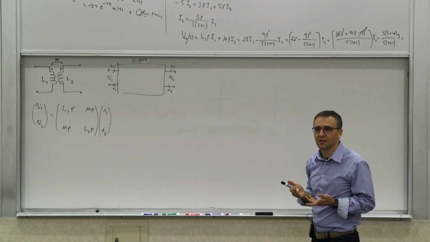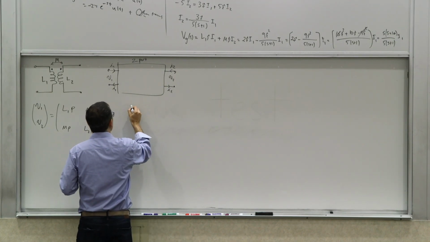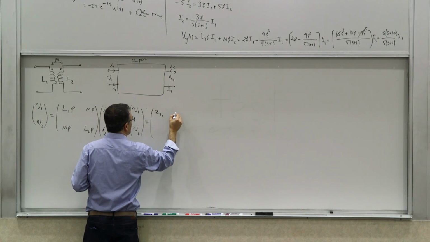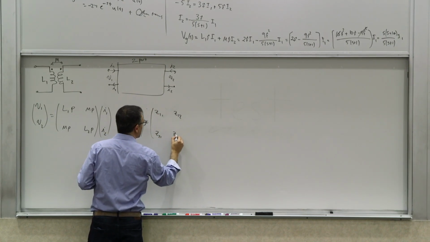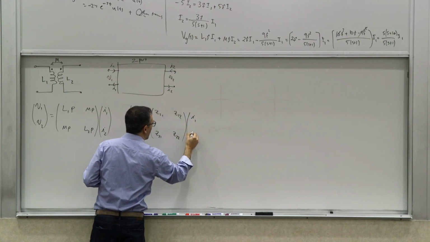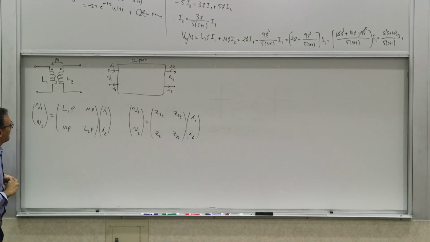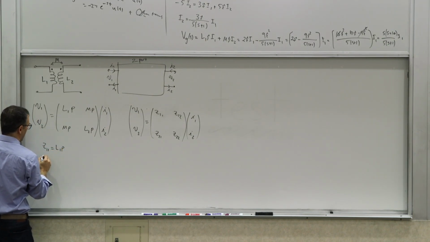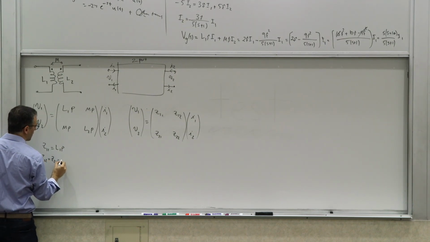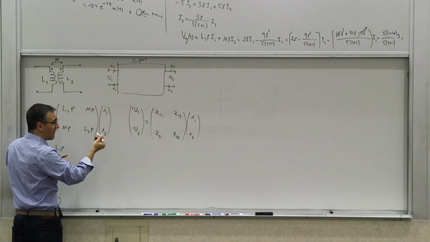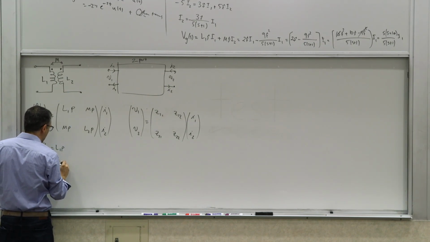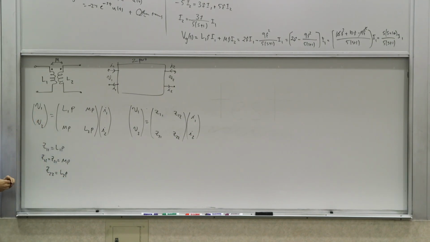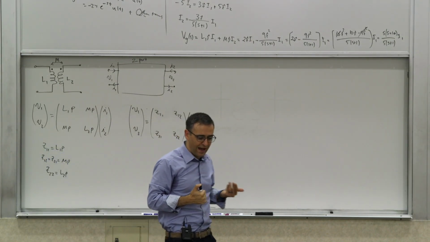It's the z parameters, right? So basically, z parameters are a relationship that says V1 and V2 equal some z11, z12, z21, and z22 times I1 and I2. As such, it's very clear to see that z11 is L1P and z12 equals z21. We haven't proven the reciprocity yet, but it is MP, and z22 is L2P. So these are the three parameters you have for the z parameter.